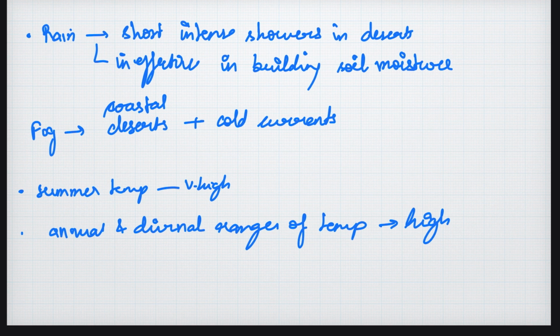Rain is usually in short intense showers in desert, ineffective in building soil moisture. Fog in coastal deserts due to cold current. Summer temperature is very high, especially in subtropical deserts such as the Sahara Desert. Annual and diurnal range of temperatures would be high. You also already know that in desert, during daytime it is high temperature and nights are cold, so obviously diurnal range of temperature is high.